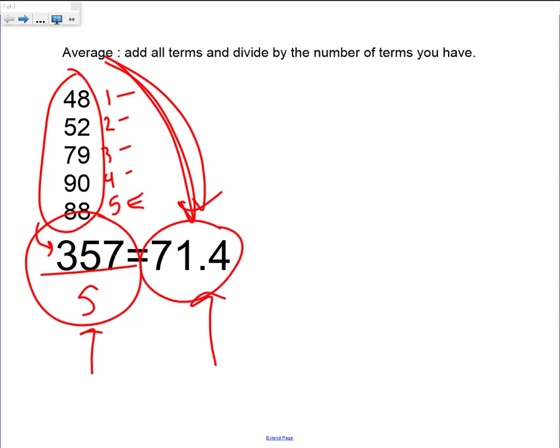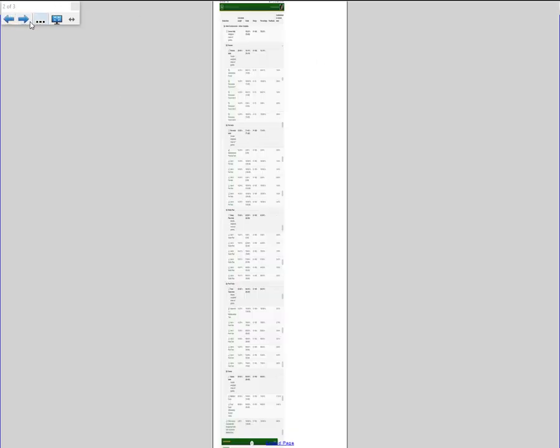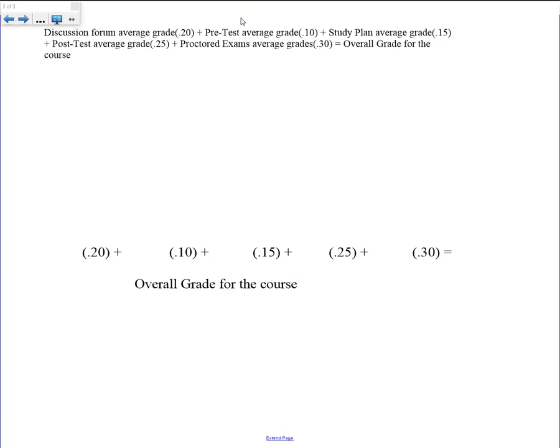Okay, you will have to do that for all the different categories for your course. For this course, we have the discussion forum section, pre-test, study plan, post-test, and then proctored exams. And so you'll have to do the average of every one of those different categories. Let me go back, and I'll come back to this in just a second. But I want to show you this.